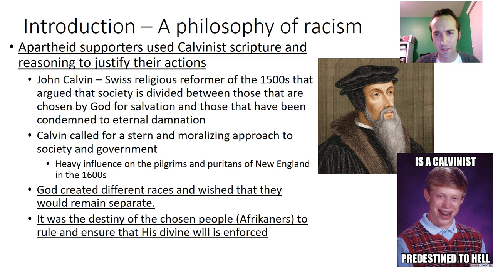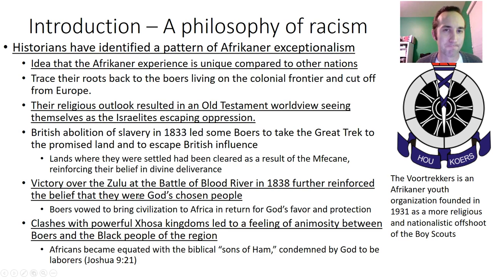And some of the ideas that they use, the idea that God created different races and wants them to remain separate, and therefore it's the destiny of the chosen people, or the Afrikaners, to rule and ensure that his divine will is enforced. And so it's a very elitist view where there are chosen people and there are people that are not chosen. And if you're not chosen, you're out of luck. And so here's a little Bad Luck Brian to kind of emphasize that point.